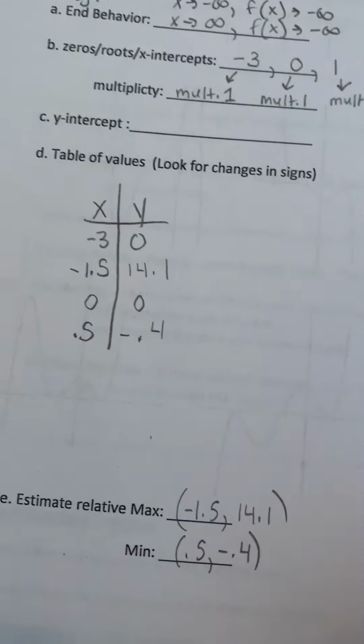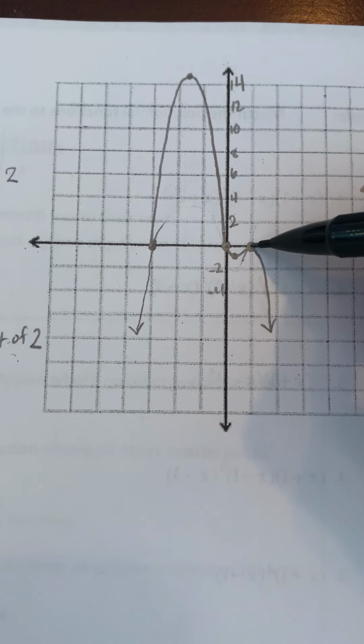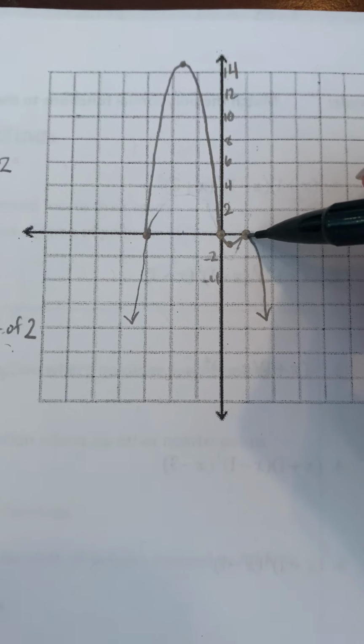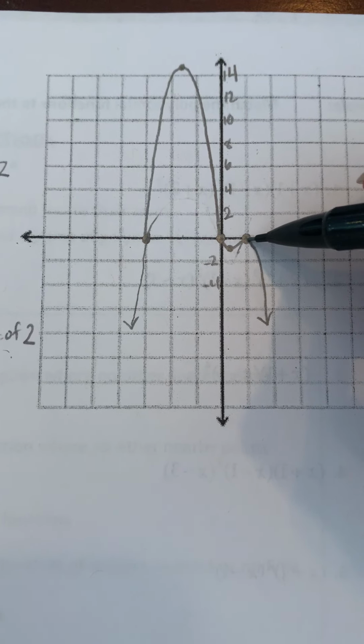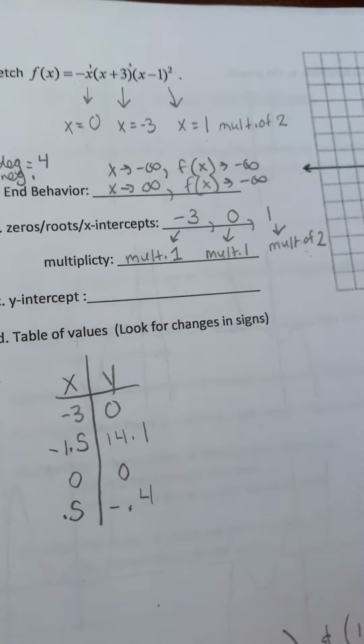Again, this may be off by a tenth or two. That's fine. We're just estimating, okay? And then if you notice, we bump back up here. So we do have another relative max, and that is right here at the 0. And so that is at 1, 0.